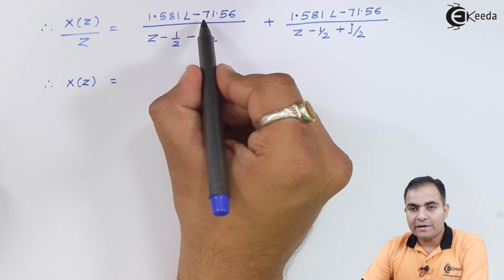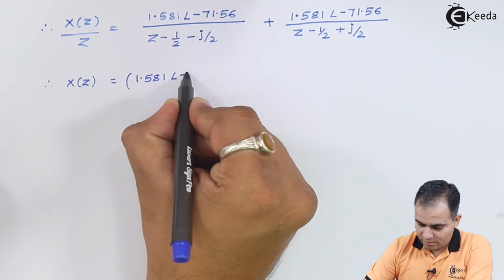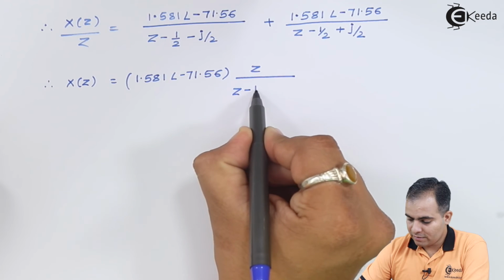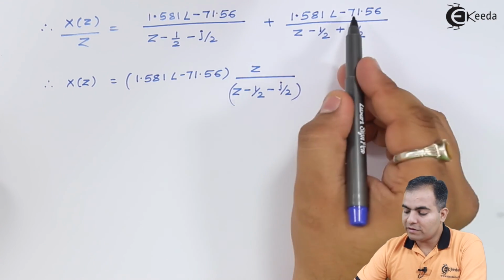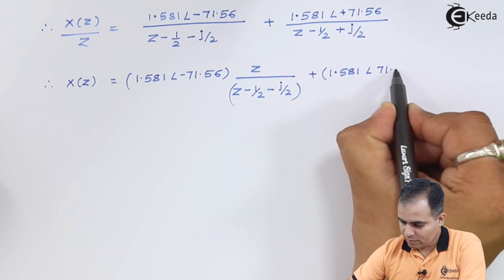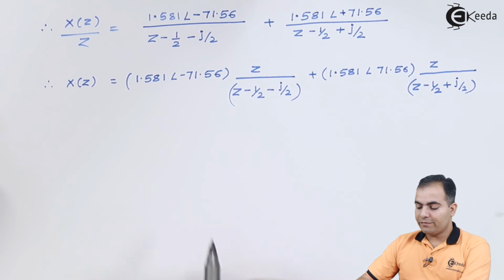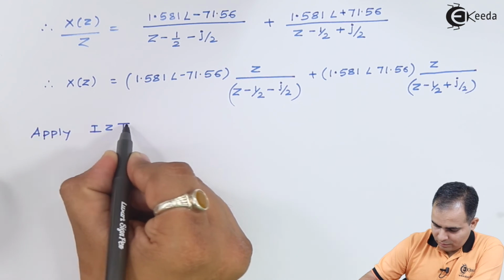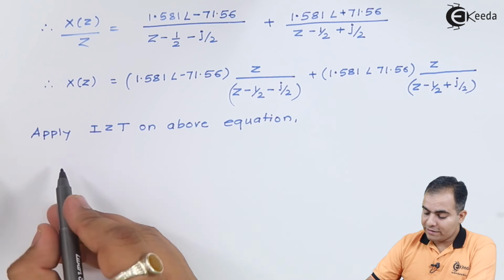1.581 at an angle minus 71.56. This whole value is a constant, so I'll write it over here, and then I'll write z upon this value. Next I'll do the same thing with the next one also. Now we can apply the inverse z transform on this function. So what will we get? The inverse z transform of X of z is x of n.